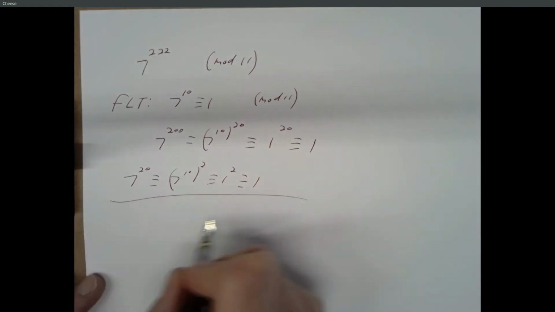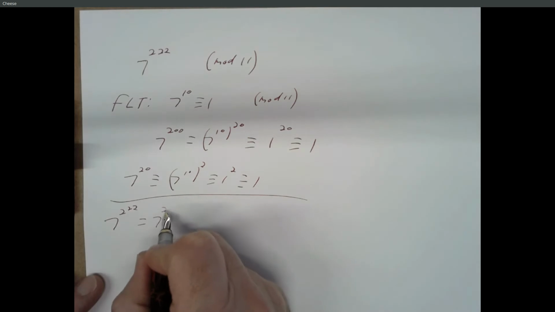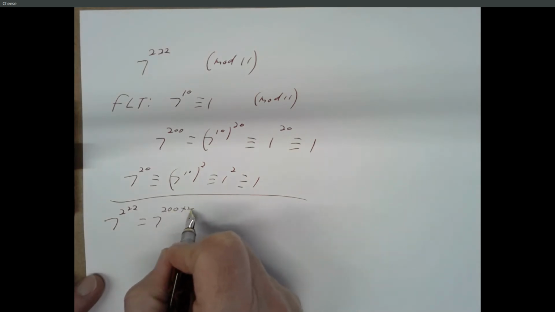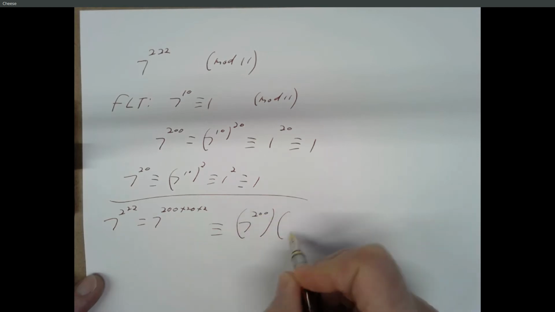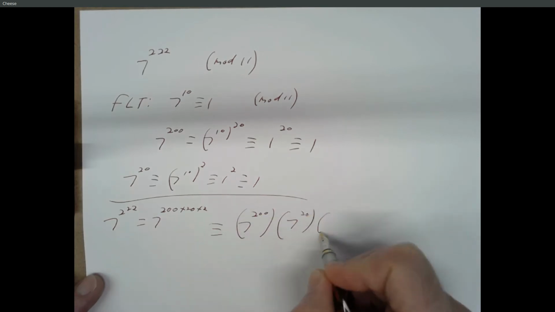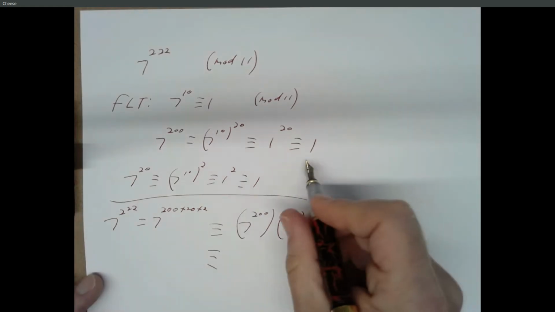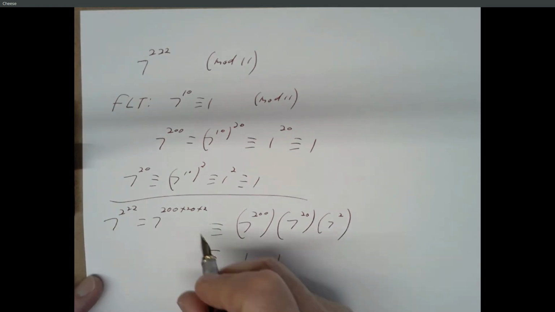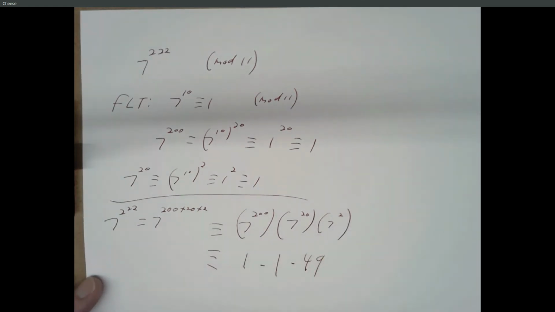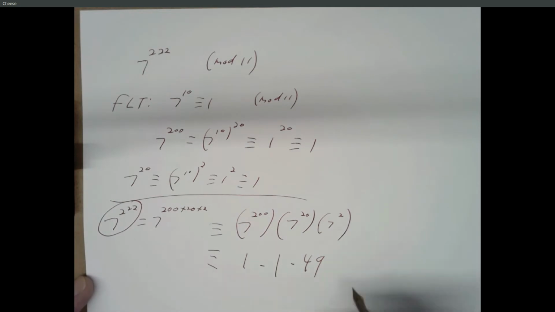And so 7 to the 222 is 7 to the 200th plus 20th plus 2, which is 7 to the 200 times 7 to the 20th times 7 squared. And you found 7 to the 200th is 1. That doesn't take any work. 7 to the 20th is also 1. 7 squared is 49. So this number we're looking for is congruent to 49 mod 11.